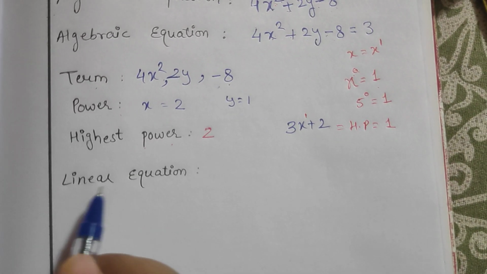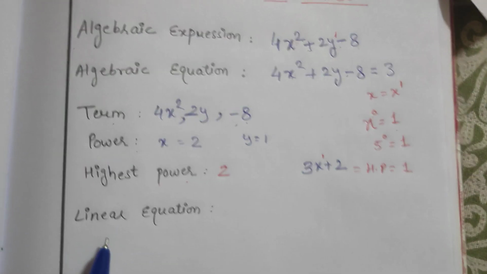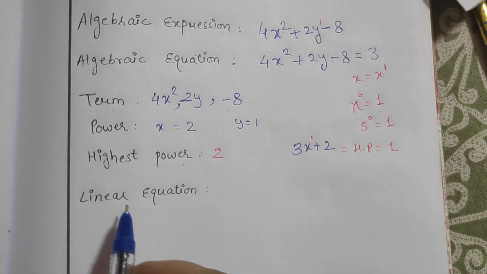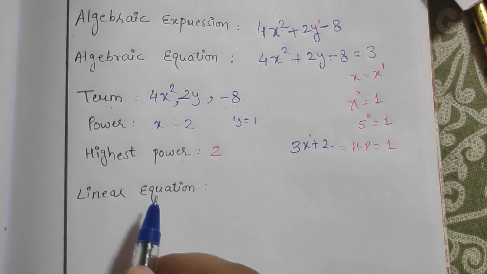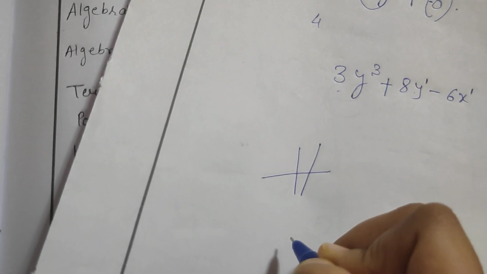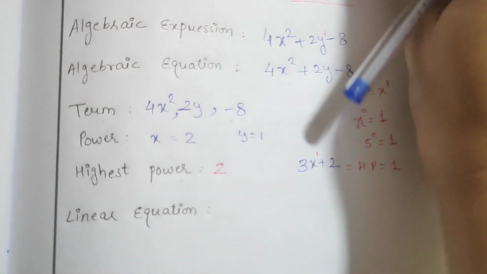Now let us see what is linear equation. See, as the name indicates, linear comes from the graph. In higher classes you will come to know why these equations are called linear, because you will find that you get a straight line when you plot this equation. The line of this equation is a straight line, that is why it is called a linear equation.